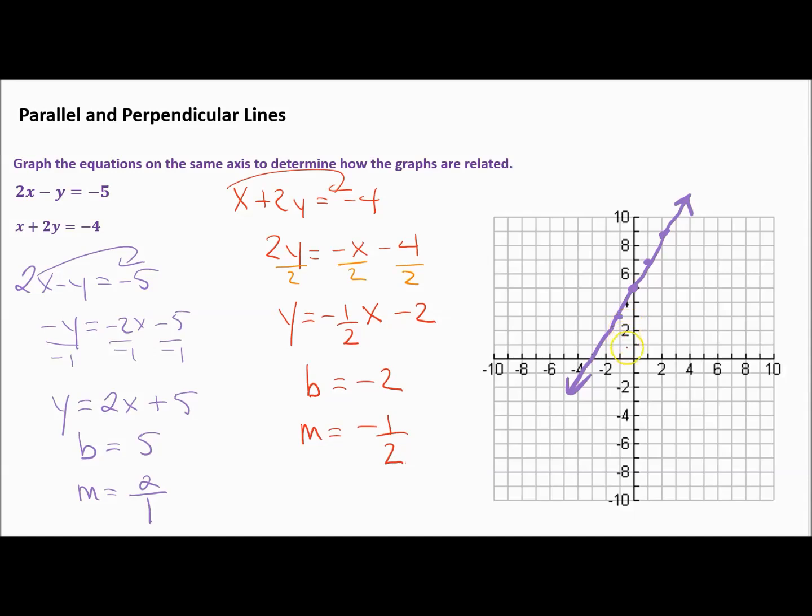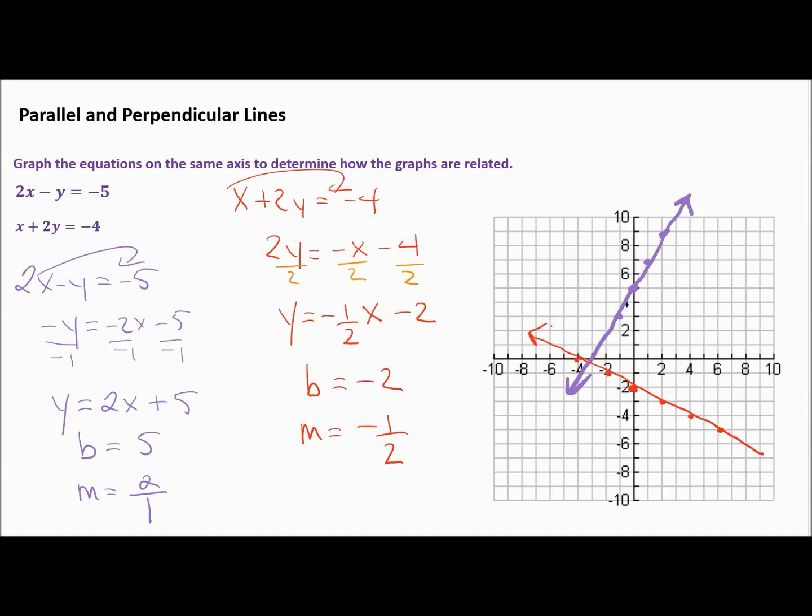So b is negative 2, and I'm supposed to go down 1, right 2. We'll do it again. Down 1, right 2. I could do that all day long. Down 1, right 2. Or at least till I run out of space. I could also go up 1 and left 2. Up 1 and left 2. And I connect my dots in red.